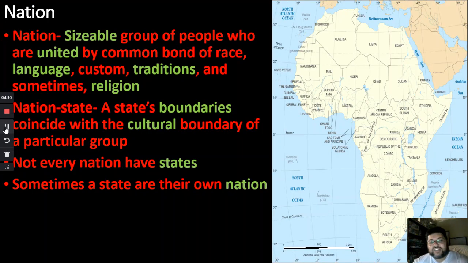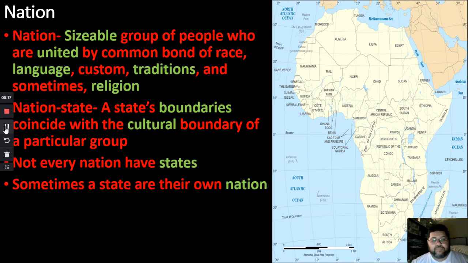Now, a nation is a sizable group of people who are united by a common bond of race, language, custom, traditions, and sometimes religion. This is what makes the United States unique and different from everyone else. When I say Japan, what kind of people do you think of? You think Japanese, right? If I say France, which kind of people are in France? French, right? But in the United States, if I ask what race is in the United States, you can take your pick: whites, blacks, Latin, Asian, whatever. We are a melting pot of everybody in the world. That's what makes the United States so unique. We're not all white, all black, all Latin, all Asian. No, we are mixed. That, again, makes our country so great and unique compared to other countries around the world.